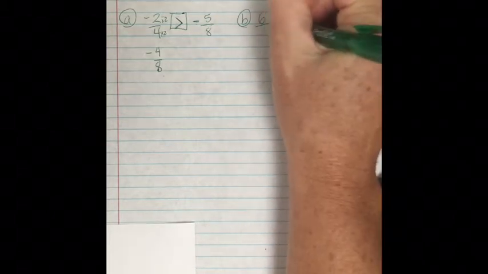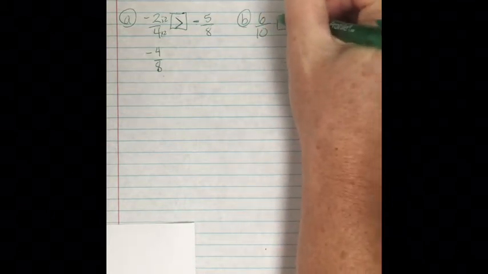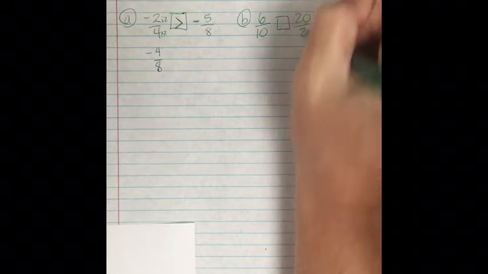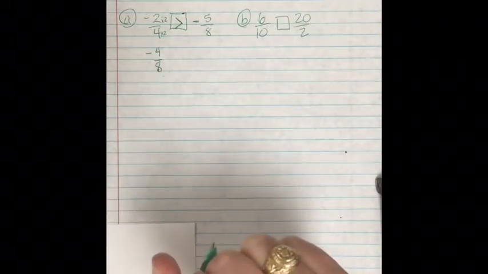B, 6/10 versus 20/2. This one, we're not dealing with negative numbers, so it becomes very easy if you just look at it. 6/10 is going to be part of a whole. In other words, you have to have 10/10 to have a whole. So this one is going to be less than a whole.